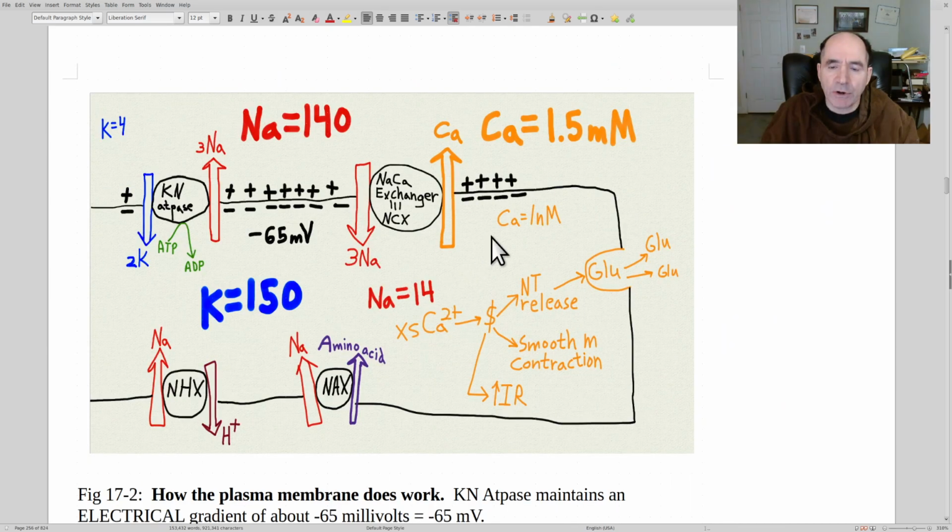All right, now I'm going to show how a neuron works in more detail. So here's what we just talked about, the potassium-sodium ATPase pump. Taking in 2 potassium and pumping out 3 sodiums, so building up a negative charge gradient, also building up a concentration gradient. Sodium is about 10 times higher outside the cell, 140, compared to inside the cell, about 14.